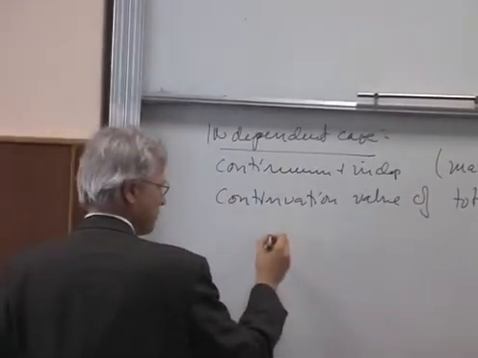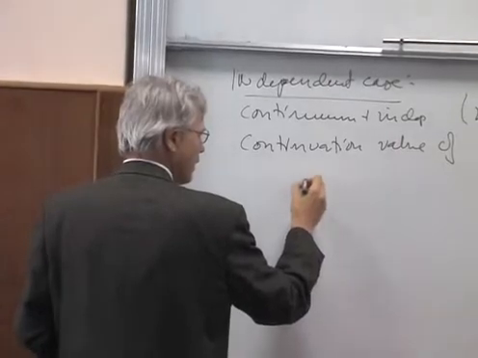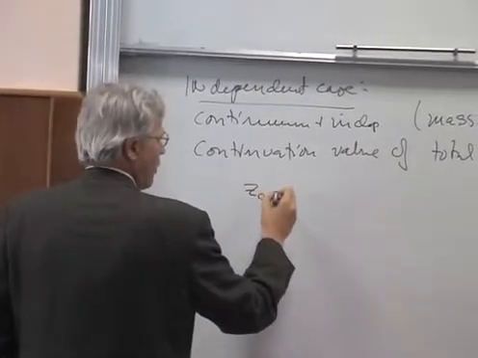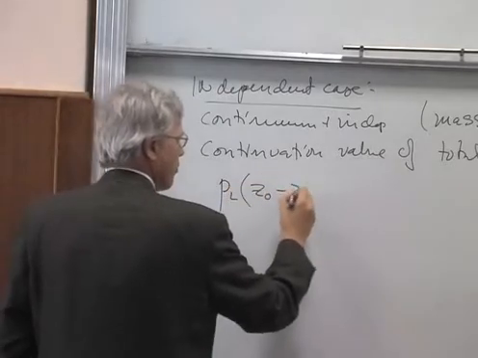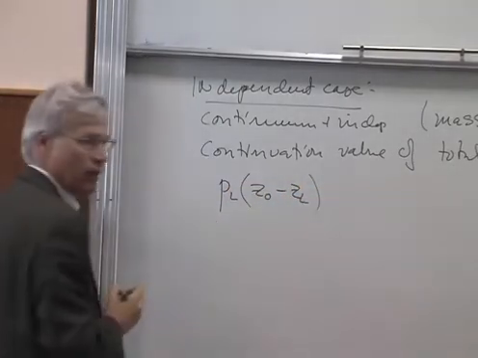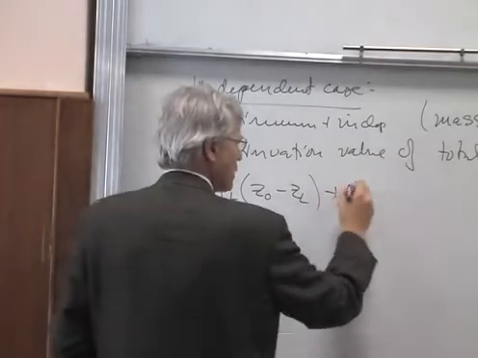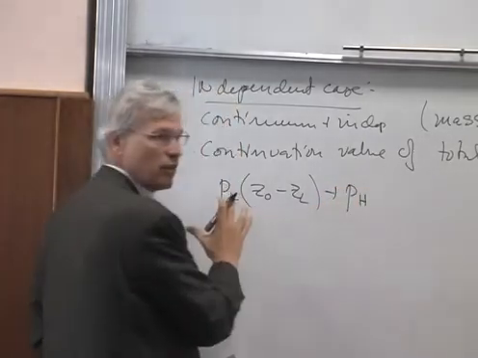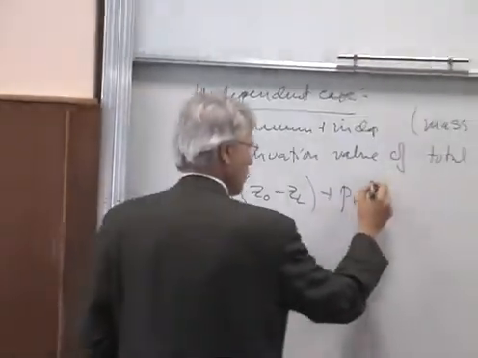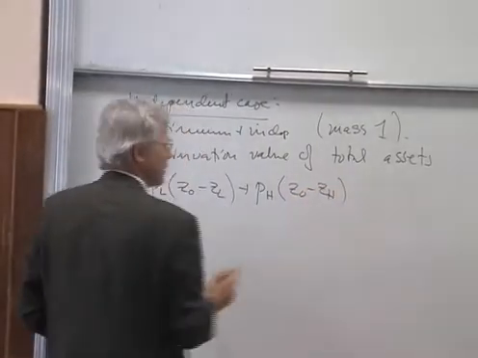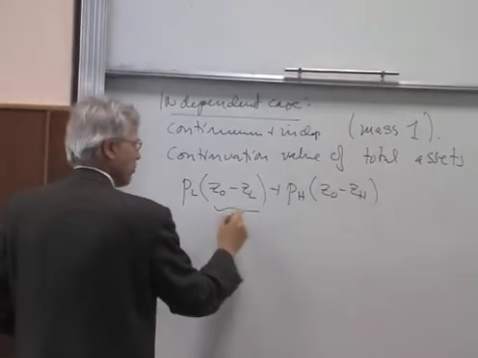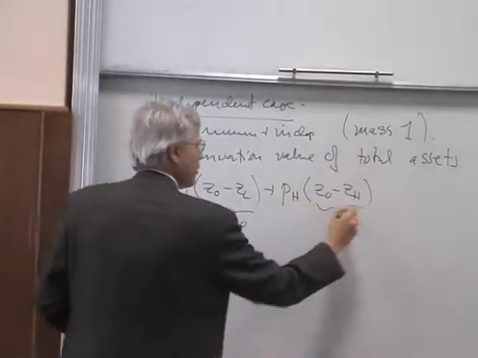Continuation value of total assets, it's the fraction PL times Z0 minus CL plus the fraction PH. Now they are fractions, they are not probabilities anymore. These are deterministic. Z0 minus CH. And this is positive, of course, and this is negative.